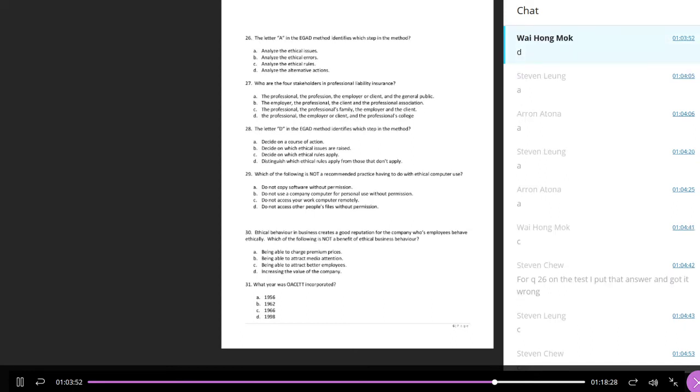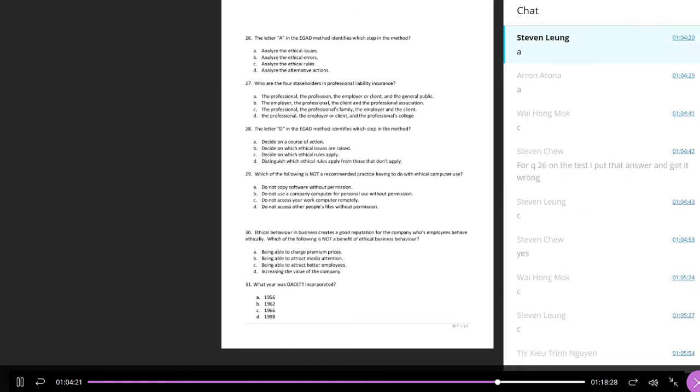And the answer here is D, analyze the alternative actions. 27, who are the four stakeholders in professional liability insurance? Correct. A, the profession, the employer, the client, and the general public. Number 28, letter D, and Stephen's beaten me to this. And EGAD stands for A, decide on a course of action.